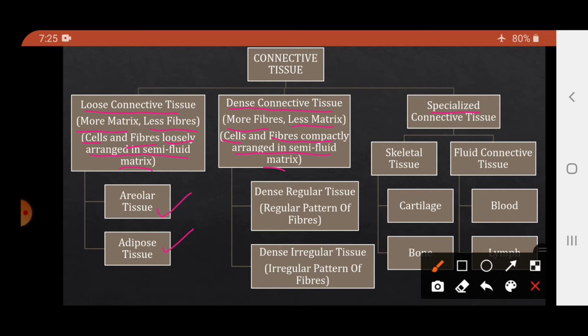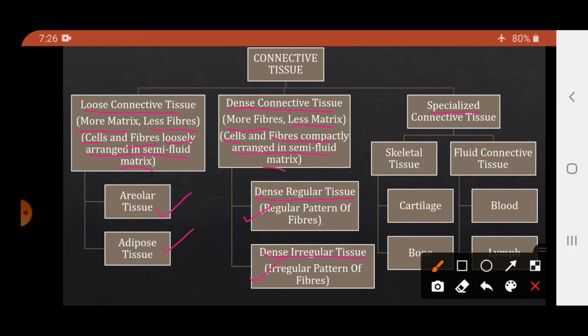Now this connective tissue is further divided. Dense connective tissue is further divided into dense regular tissue and dense irregular tissue. So what is a dense regular tissue? Here there will be the regular pattern of fibers, that is fibers will be arranged in a proper manner. Whereas in the dense irregular tissue, the fibers are arranged in an irregular pattern. Irregular yani they will be forming a network like structure. They will be scattered. They won't be arranged in a proper manner.